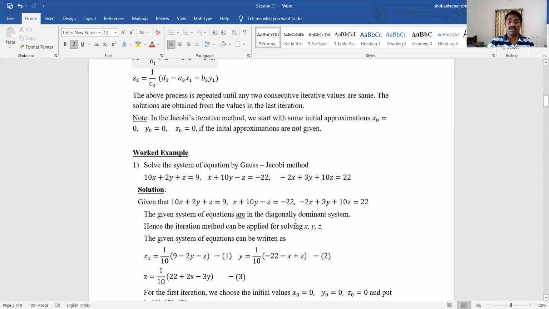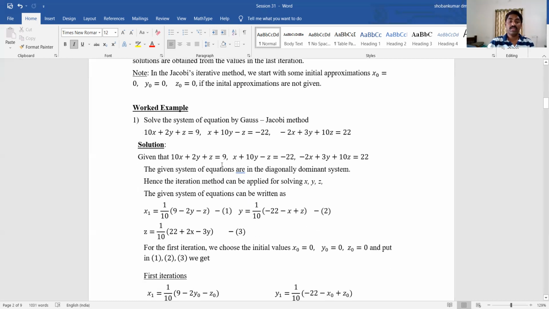With this, according to Gauss-Jacobi's method, the given system can be written as x1 = 1/10 (9 - 2y - z), y1 = 1/10 (-22 - x + z), and z1 = 1/10 (22 + 2x - 3y).